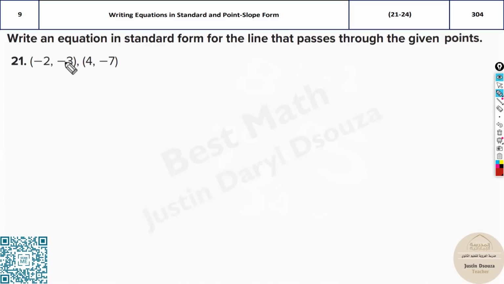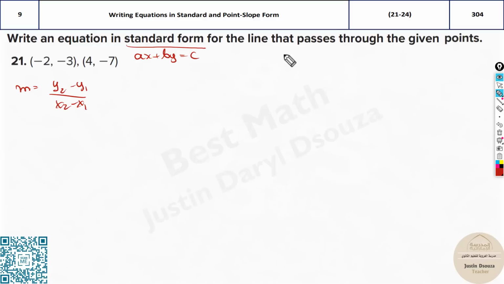See, we need to first find the slope. Whenever 2 points are given, we always know we have to find the slope, y2 minus y1 by x2 minus x1. What is standard form? Standard form means ax plus by equals c. The x and y terms are grouped together, equals the number, the constant term, separately.